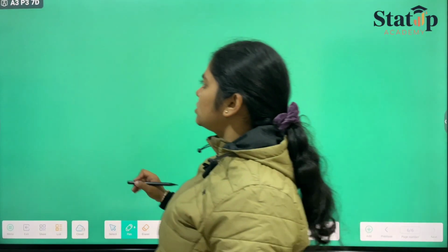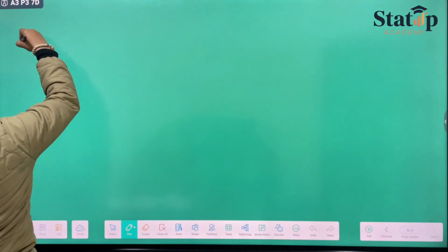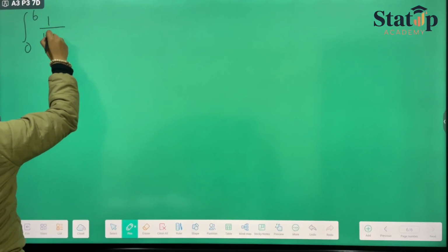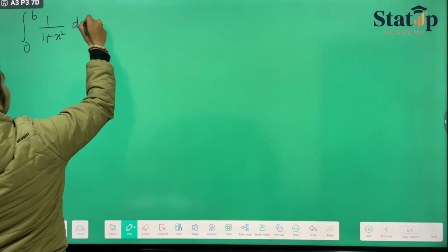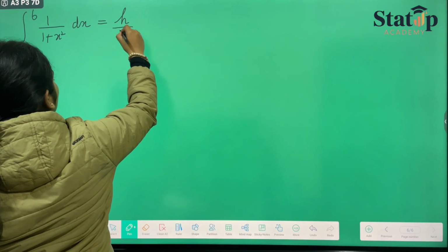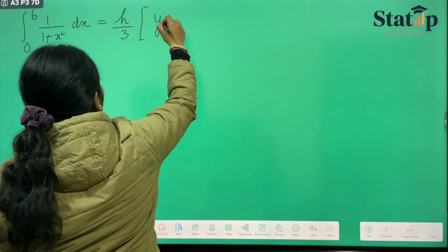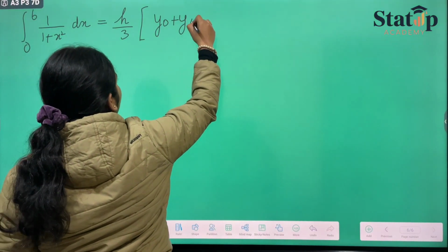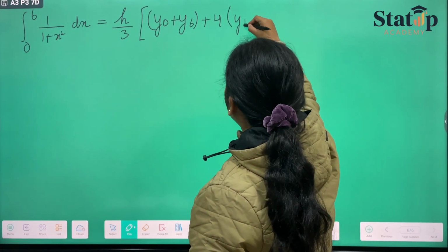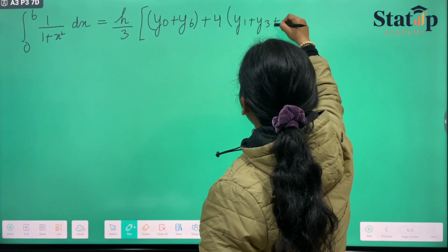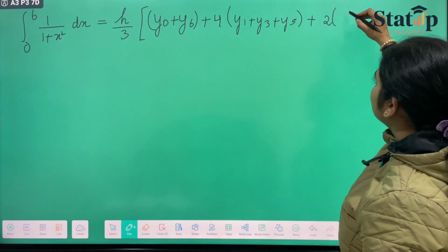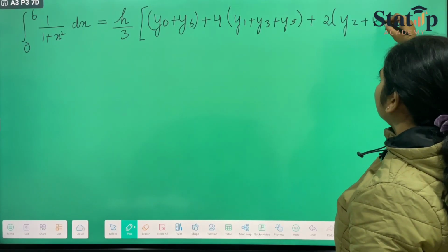Now we'll write Simpson's 1/3 rule, which has been given as integration from 0 to 6, f(x) is 1 upon 1 plus x square, dx is nothing but equal to h by 3 into y naught plus the last one, y6, plus 4 times of all the odd ones in between, y1, y3 and y5, plus 2 into all the even ones in between, y2 and y4.